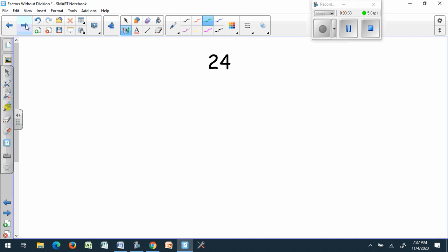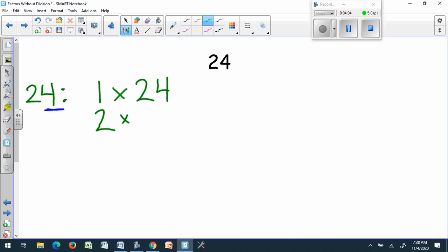Let's try another one. It's a little bit bigger. So we're doing the number 24. Can you write down the number 24 in your notebook? And we're going to think about all the ways we can make 24. Again, we're going to start at 1 because I always know that 1 is going to be a factor. So 1 times what is 24? My answer is 24. I know those two right away. Again, I have an even number. That means that 2 is definitely a factor.